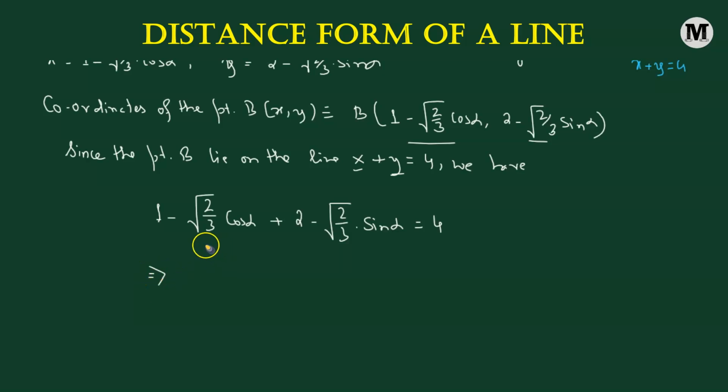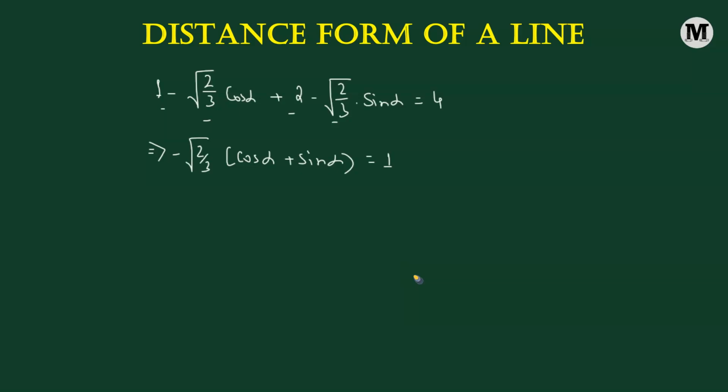So here if we take negative square root of 2 over 3 as the common factor, this is going to get multiplied to cosine of angle alpha plus sine of angle alpha. And on the right hand side, we can transpose 1 plus 2 and subtract it from 4. That's going to leave us with 1. Now further simplification is going to give us cosine of angle alpha added to sine of angle alpha equal to negative square root of 3 over 2.